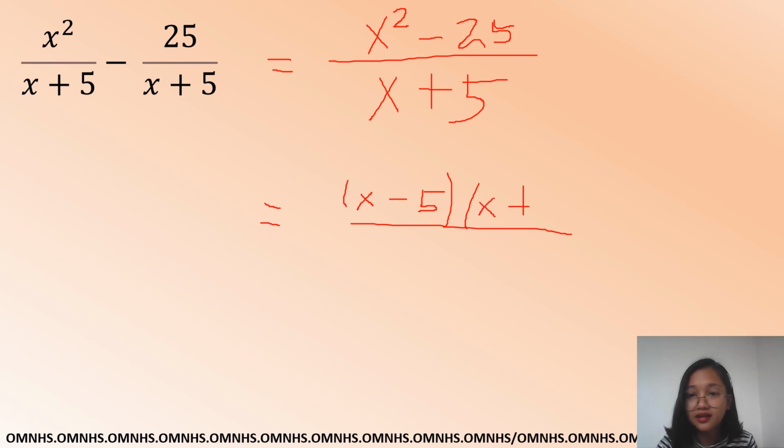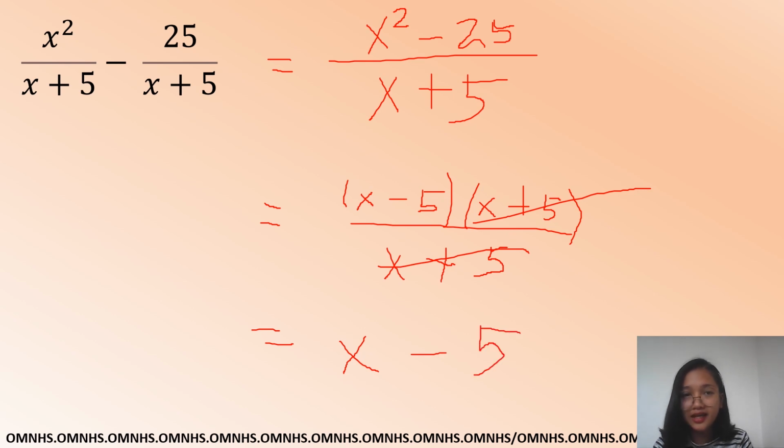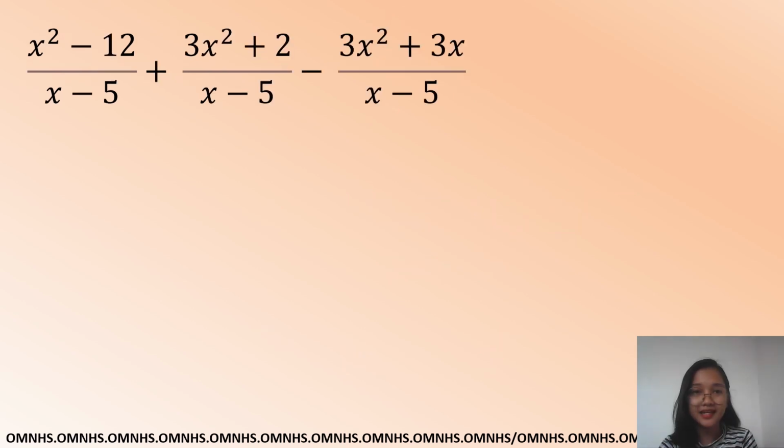And then copy the denominator, which is the x plus 5. So as you can see, the x plus 5 here is a common factor for the numerator and denominator. So we can now cancel the factor x plus 5. And our final answer is x minus 5.